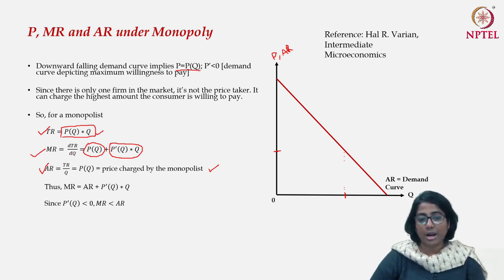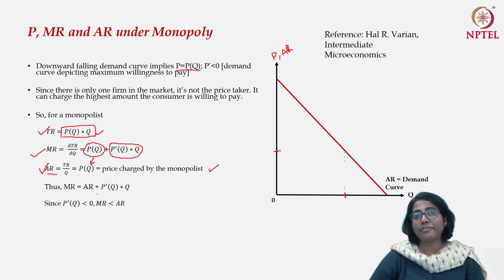Now, if you look at the marginal revenue, it has two components: P(Q), and the other component is P prime Q times Q. Now, you see this P(Q) is also your average revenue. So if I replace P(Q) here by the average revenue, what do I get? MR is equal to AR plus P prime Q times Q. So this is the relationship between the marginal revenue and average revenue.